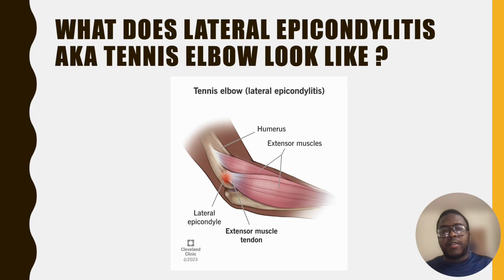Again, what will this look like? We have a picture of the lateral epicondyle and the extensor tendon muscle itself. The red part here is the inflammation at the lateral epicondyle. If you suspect somebody has tennis elbow, when you do the tennis elbow test, you put your finger at the lateral epicondyle as you do the test. The point tenderness will be where you put your thumb, which is the lateral epicondyle.